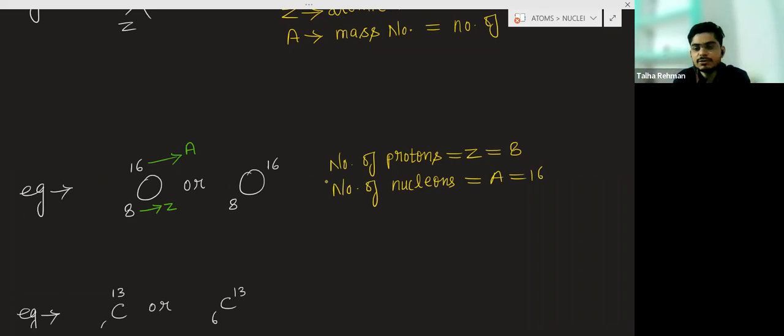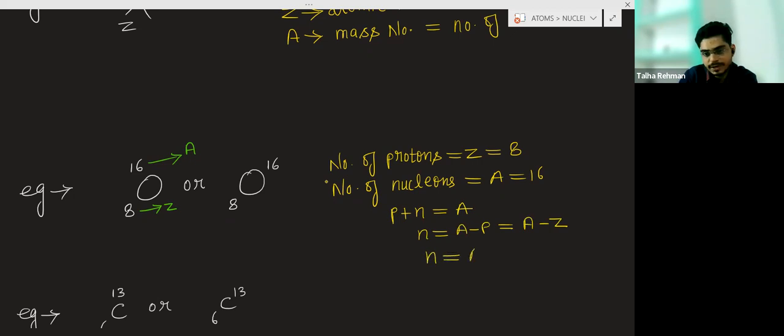Now if someone says calculate the number of neutrons, we know that number of protons plus number of neutrons inside the nucleus is equal to number of nucleons, that is equal to the mass number. So from here we can calculate A minus number of protons, or you can write this as A minus Z also. So it will be 16 minus 8. So number of neutrons will be 8.